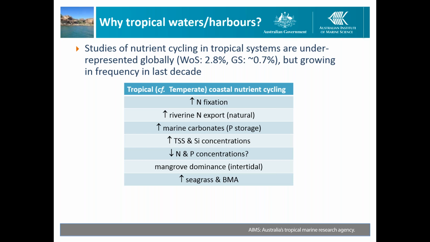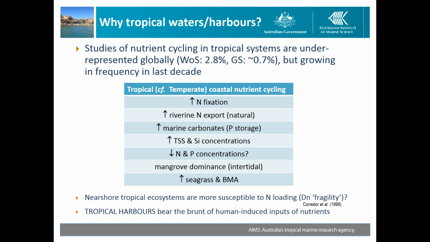In comparing tropical with temperate nutrient cycling in coastal and estuarine waters, there is greater nitrogen fixation, greater input of riverine nitrogen into these same systems. With more extensive marine carbonates, there is greater storage of phosphorus in sediments, greater total suspended solids and reactive silicon concentration in waters, and interestingly, diminished nitrogen and phosphorus concentrations in the same waters. Mangroves dominate the intertidal region, and there is more extensive seagrass and benthic microalgae.